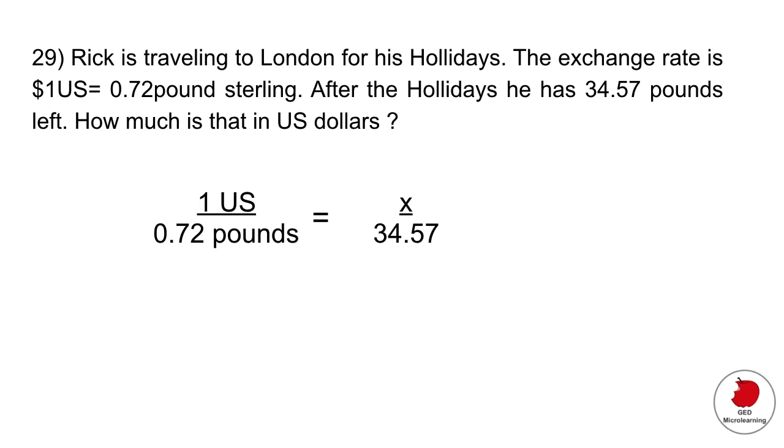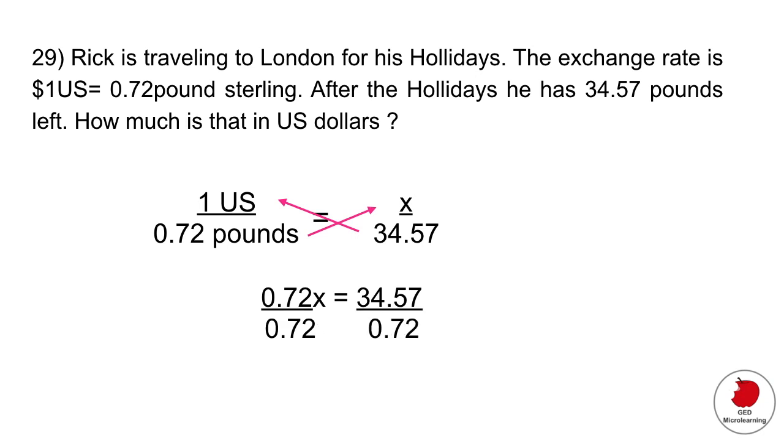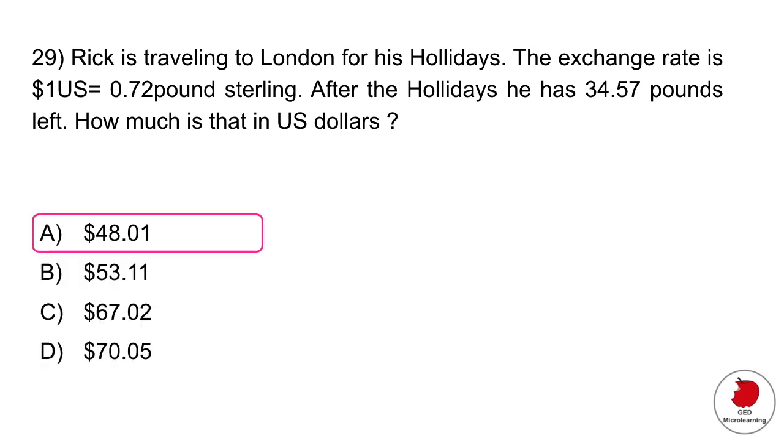Now multiply across like this and like this. That gives you this expression. To find x, the number of US dollars, all you have to do is divide both sides by 0.72. Whatever you do on the left side, remember you have to do on the right side. That gives you that x is equal to $48.01, which is option A.